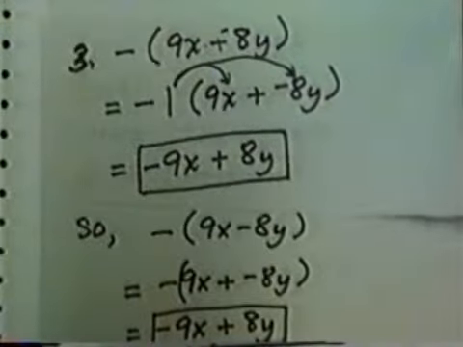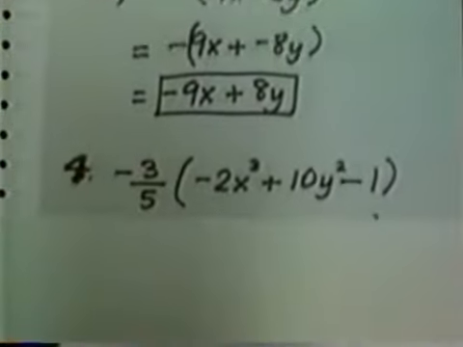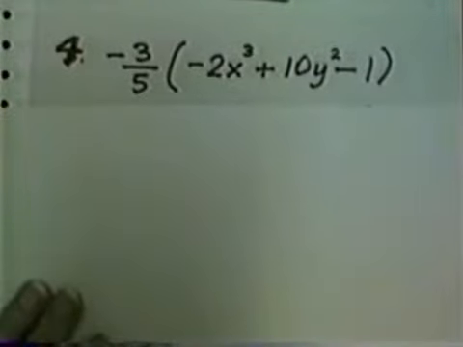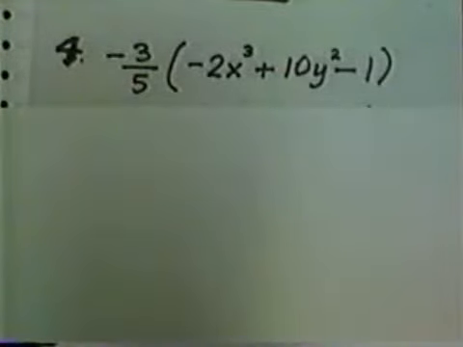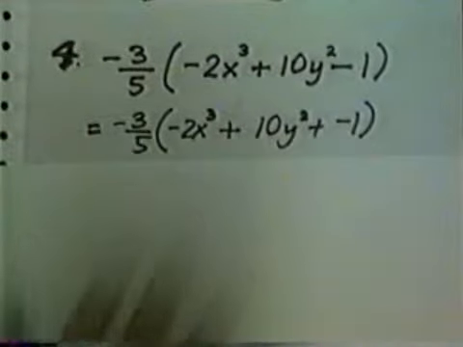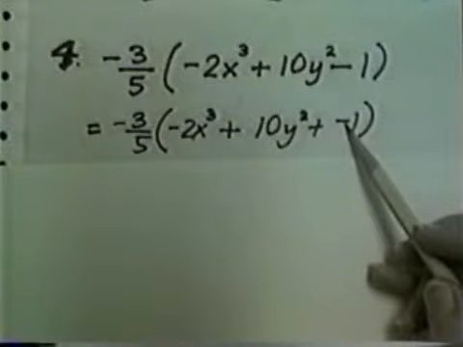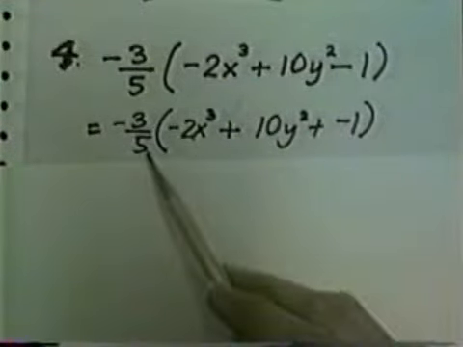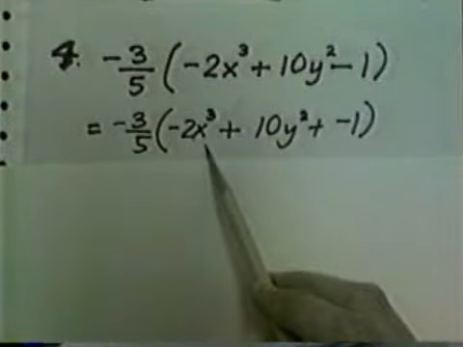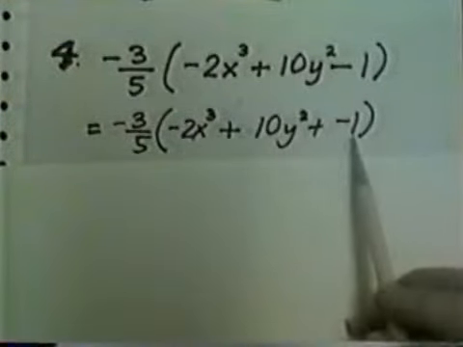Our next example has a fraction, negative 3/5 times the expression negative 2x cubed plus 10y squared subtract 1. We rewrite so that the subtract is changed to add the opposite. Everything else remains as it is, negative 3/5 times negative 2x cubed plus 10y squared plus negative 1.